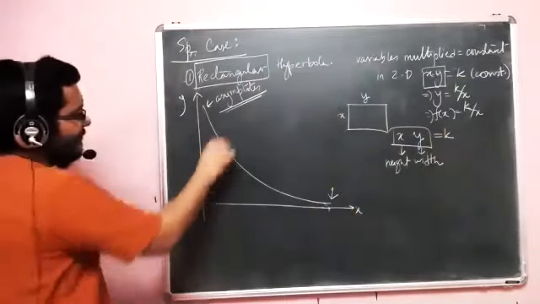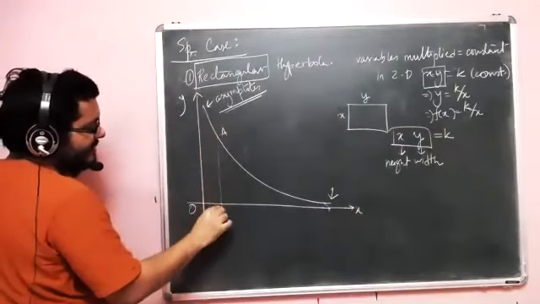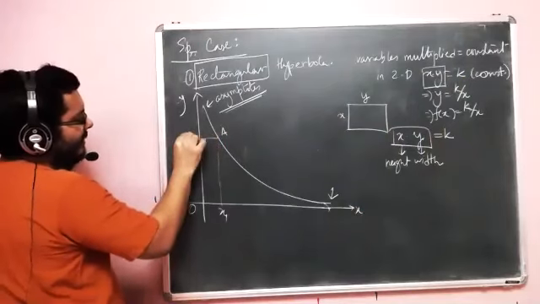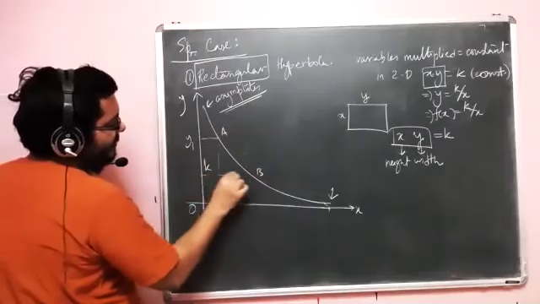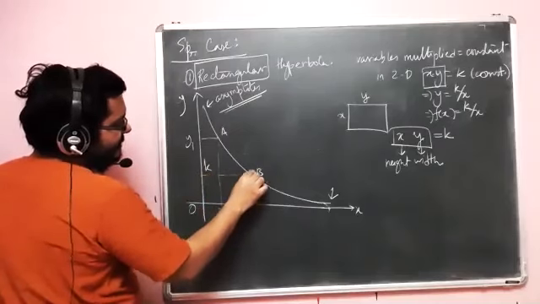Now take an x and y. So take the point A. So this is x1 and this is y1. So this area is k. Now take again another point, let's say this point is b.